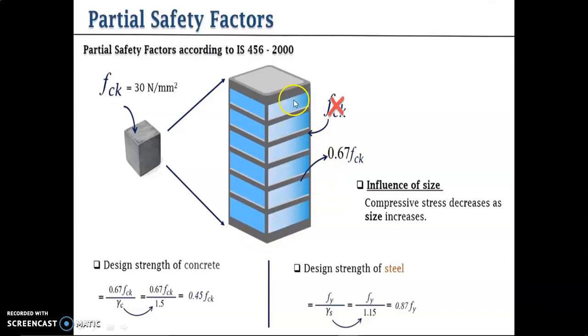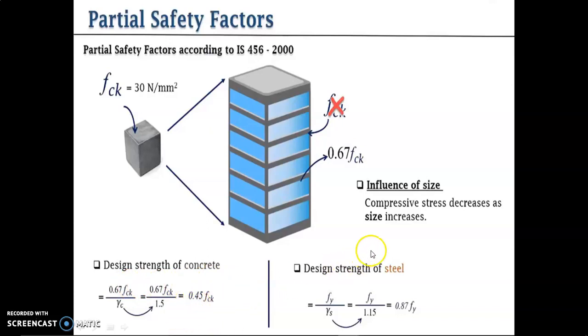Because this building is constructed at site and you perform all tests at site. So here compressive stress decreases as size increases, because in the laboratory you have a cube mold which is 150, but at site it may vary. So here we get the design strength of concrete as 0.45 fck.